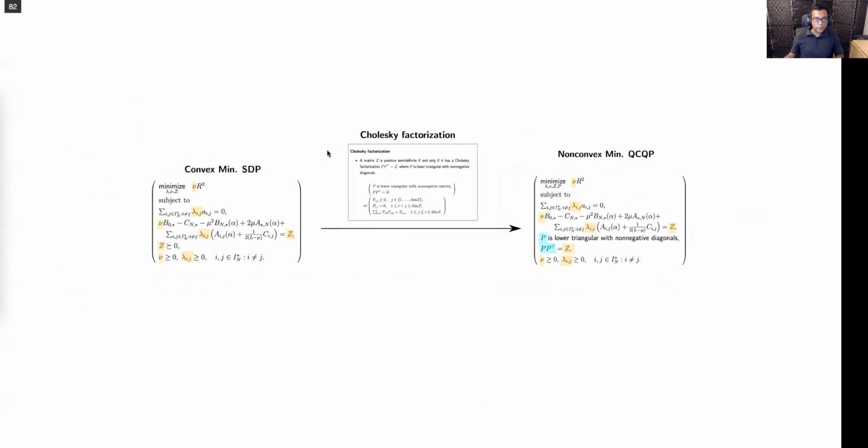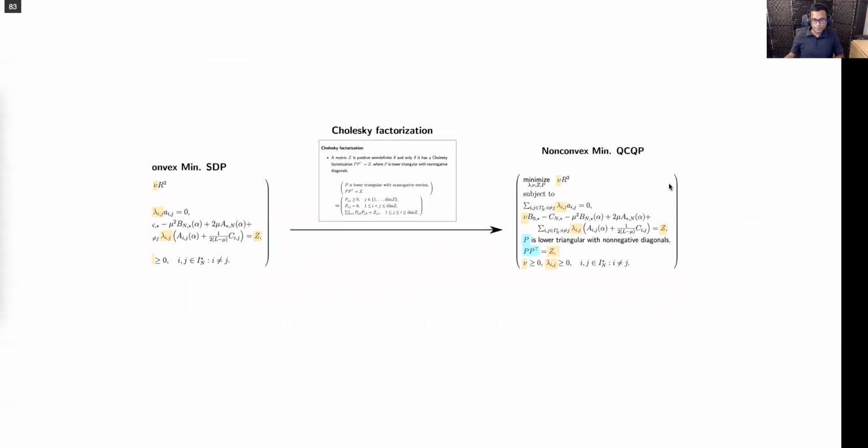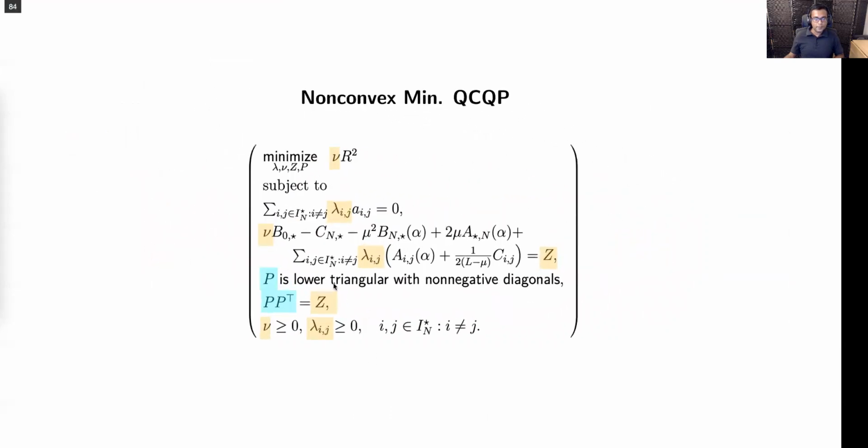Okay, so once we have done this Cholesky factorization on this convex minimization SDP, the inner problem becomes a non-convex QCQP in minimization form. Why? Because of just the last two sets of constraints. That P is lower triangular with non-negative diagonals is linear and fine, but Z equal to PP transpose is a non-convex constraint.